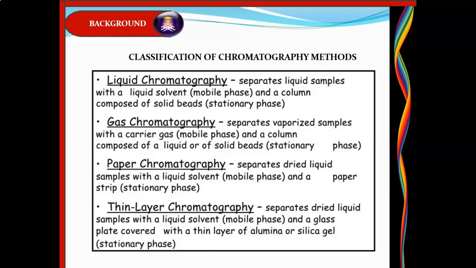Right. So paper chromatography separates dried liquid sample with a liquid solvent acting as a mobile phase, and a paper strip acting as a stationary phase. For thin layer chromatography, it separates dried liquid sample with a liquid solvent acting as a mobile phase, and a glass plate covered with a thin layer of alumina or silica gel which acts as a stationary phase.